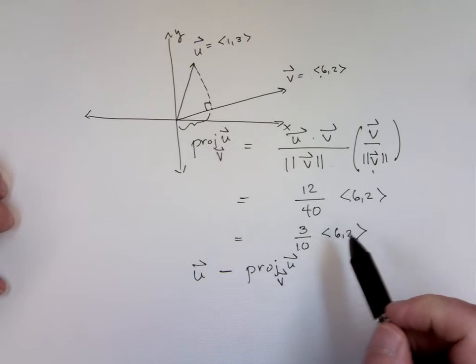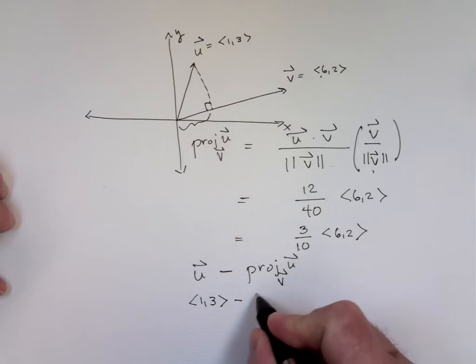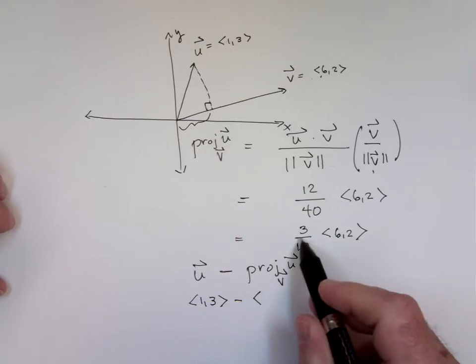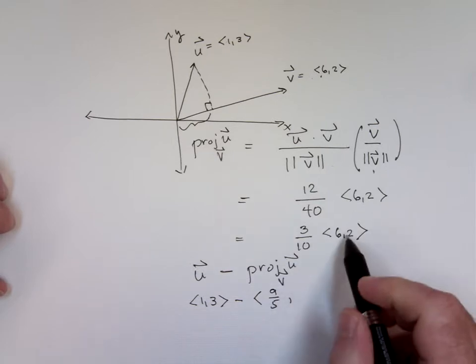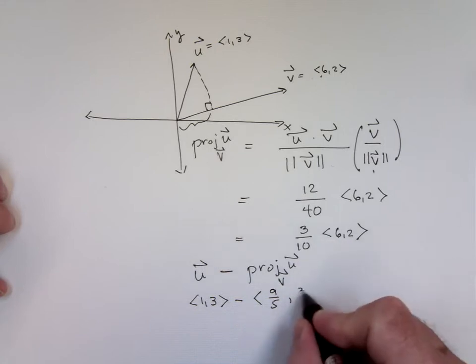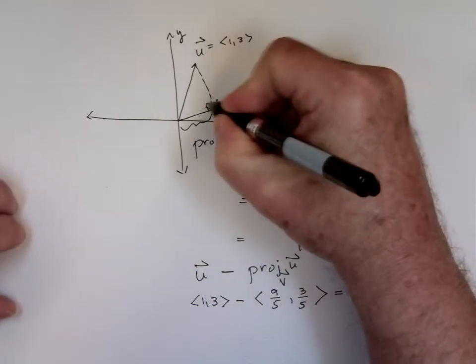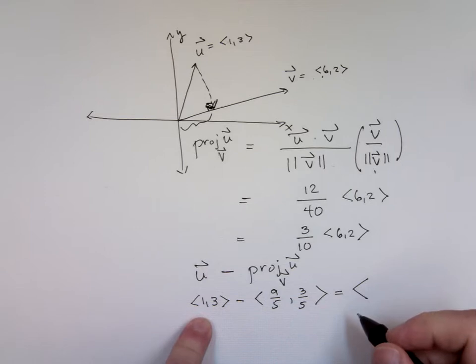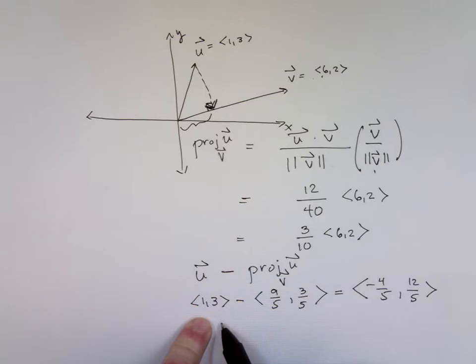And that's equal to 1/3 minus, well, let's take the 3/10. That would be 18/10. That's 9/5. Oh boy, these always come out messy, it seems like. And that would be 3/5. So we end up with this part right here. Negative 4/5 and 12/5, I think. Is that about right? Negative 4/5 and 12/5, okay.